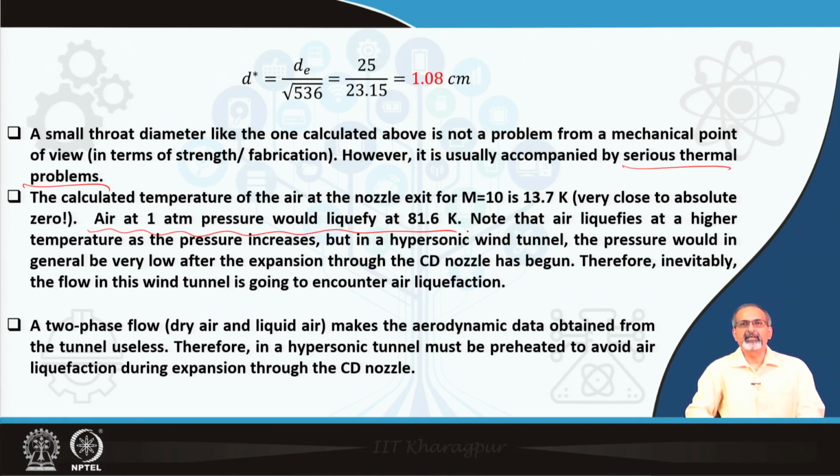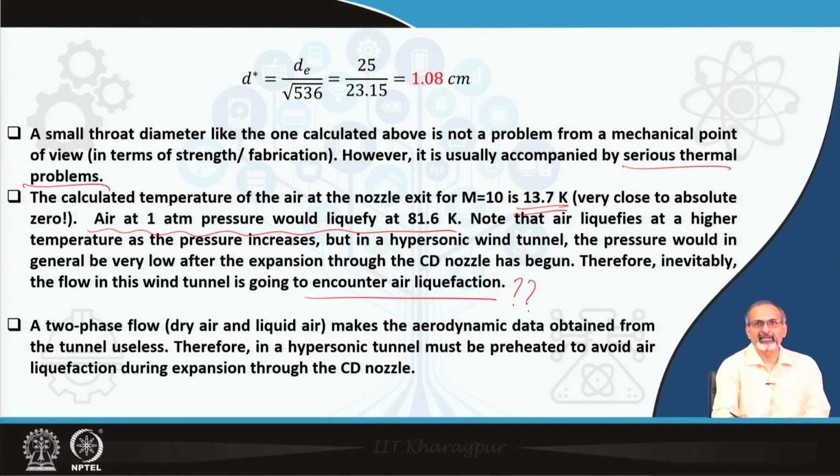and therefore, the temperature that it liquefies at is going to be low, but nevertheless this is an extremely low temperature that we are talking about, and therefore, inevitably the flow will encounter air liquefaction, which is going to be a severe problem to deal with. A two-phase flow, dry air and liquid air mixed, makes the aerodynamic data obtained from the tunnel absolutely non-usable, and therefore, the only way you can proceed at this point is that you must preheat the air to avoid air liquefaction during expansion through the CD nozzle for the conditions that we are trying to work out with.